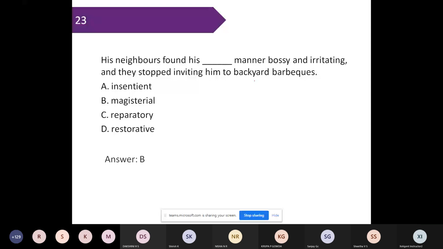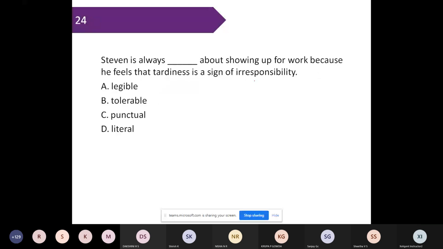Stephen is always blank about showing up for work because he feels that tardiness is a sign of irresponsibility. Okay, so tardiness is being late. So he considers that if one is late, then he or she is irresponsible. That's how he is feeling. Now, what is the correct answer? Stephen is always blank about showing up for work. Showing up for work, that's the phrase you have to underline.